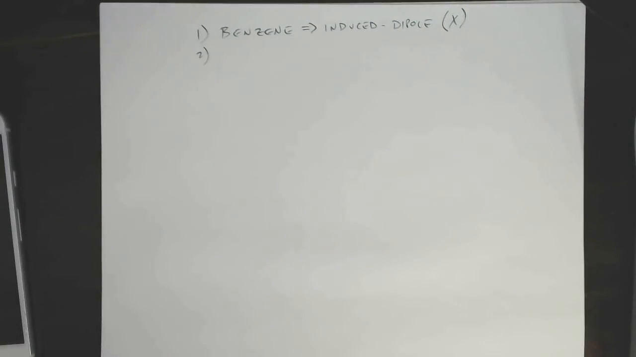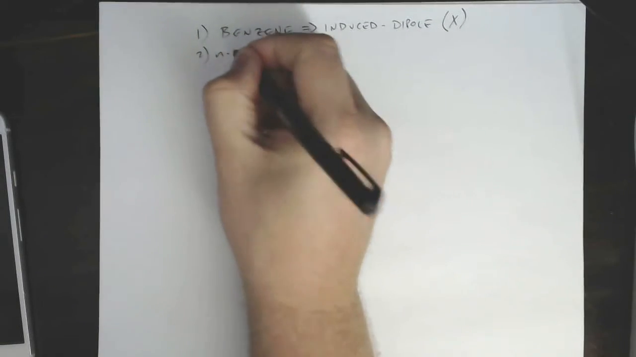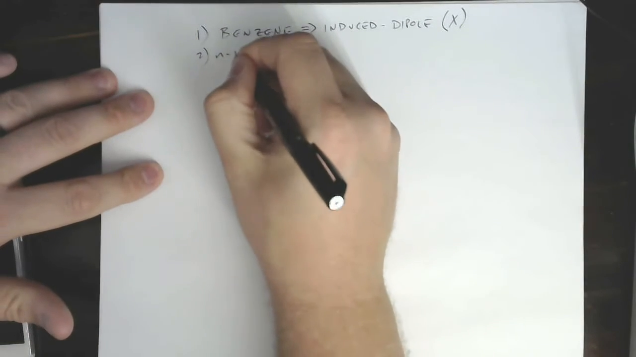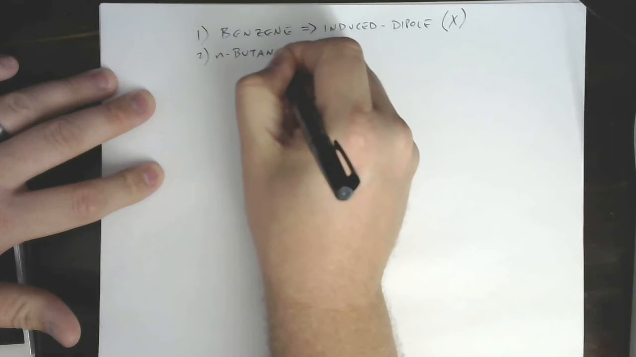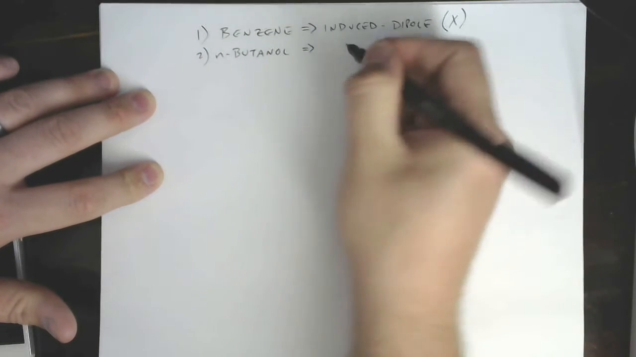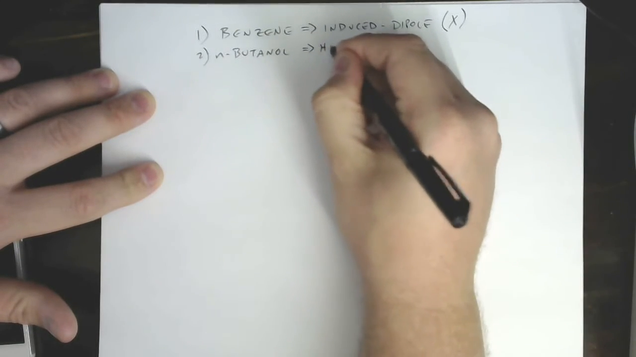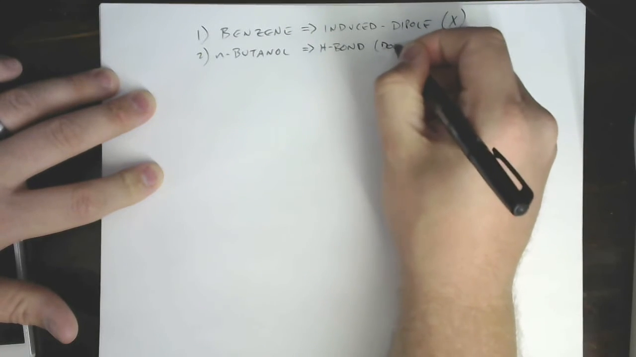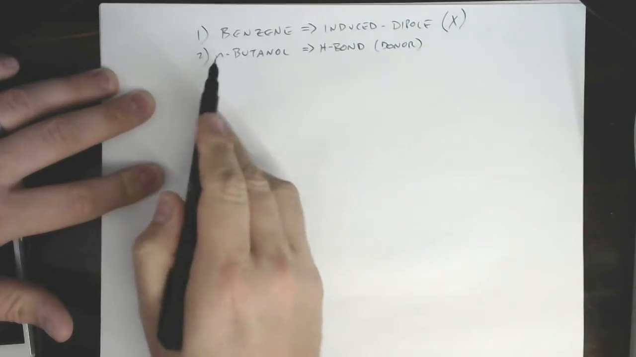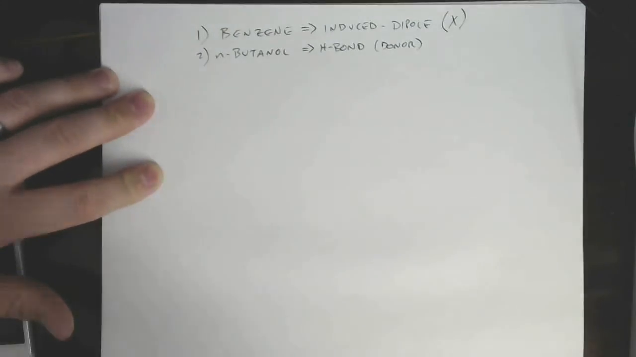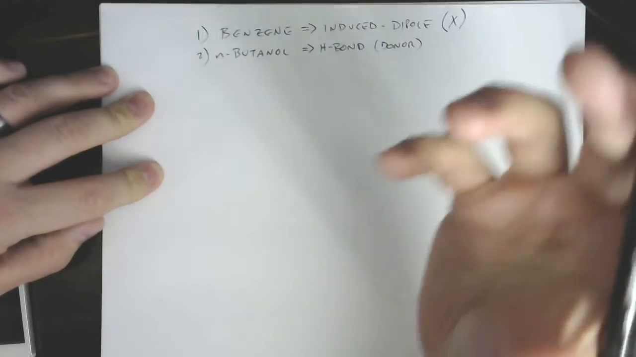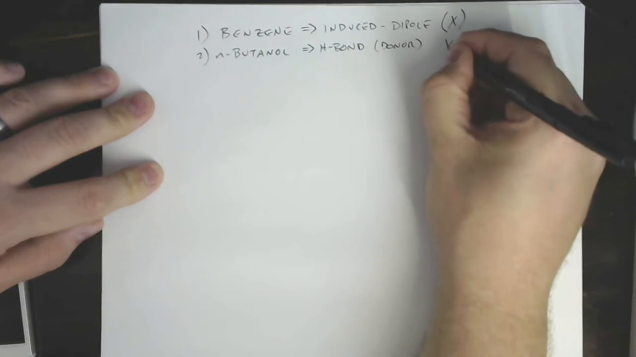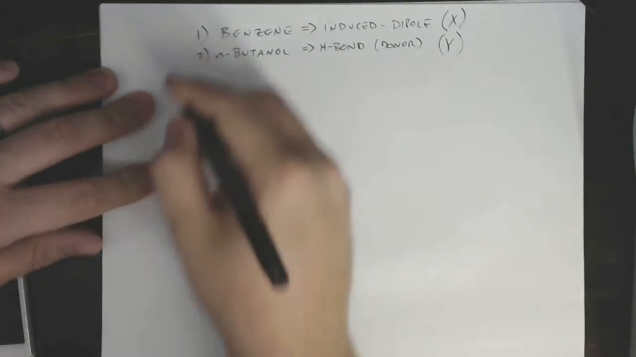The second model analyte is N-butanol. And this is meant to model hydrogen bonding, specifically as a donor. Right? So the hydrogen in that butanol can donate a hydrogen bond to some hydrogen bond acceptor on the stationary phase, and so it's a good model for that.